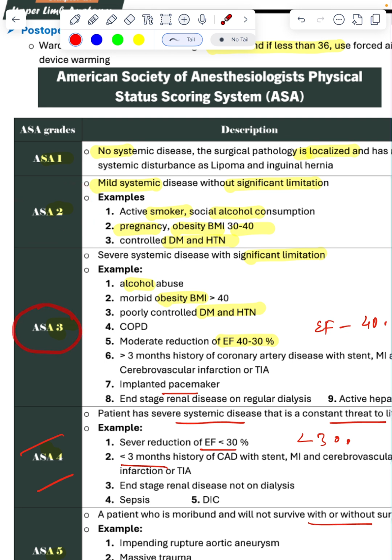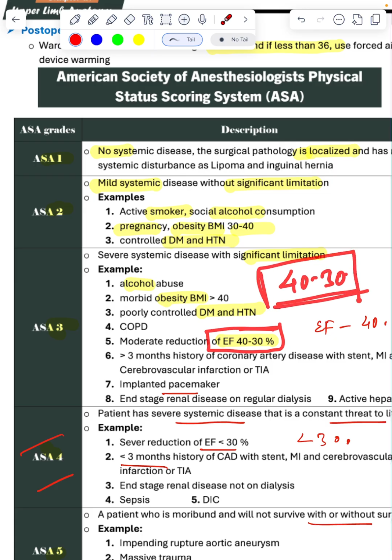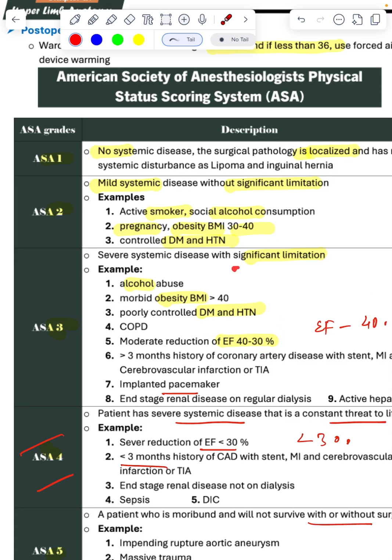Grade 3 is again alcohol abuse, morbid obesity, poorly controlled diabetes mellitus, BMI more than 40. Patient is having COPD, and ejection fraction 40 to 30. So ejection fraction is important. This comes under 3, significant limitation.